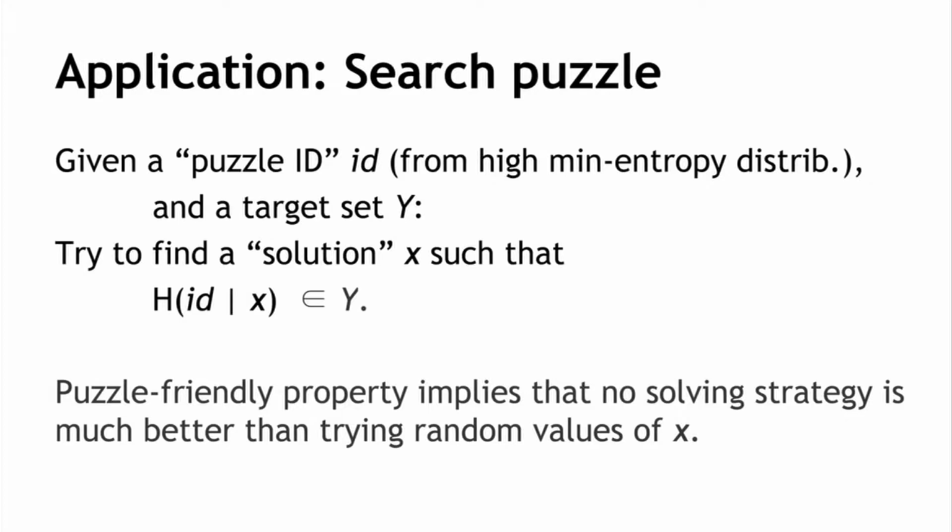So the idea is y is a target range or set of hash results that we want. The puzzle ID specifies a particular puzzle, and x is a solution to the puzzle. And the puzzle-friendly property here implies that there's no solving strategy for this puzzle which is much better than just trying random values of x.